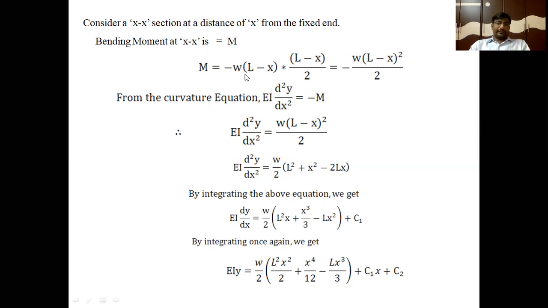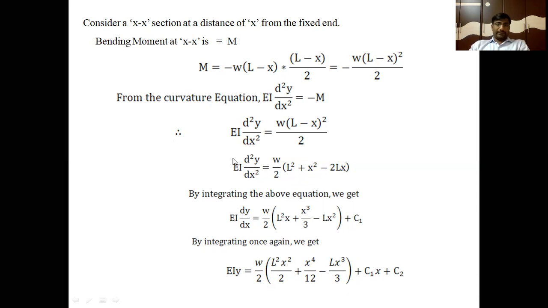For every problem, this is the constant procedure. First, we have to consider the section xx in the given beam, find the bending moment at xx, and substitute that bending moment value into the curvature equation, then integrate 2 times. Upon integration once, we will get the slope equation. On integration the second time, we will get the deflection equation.